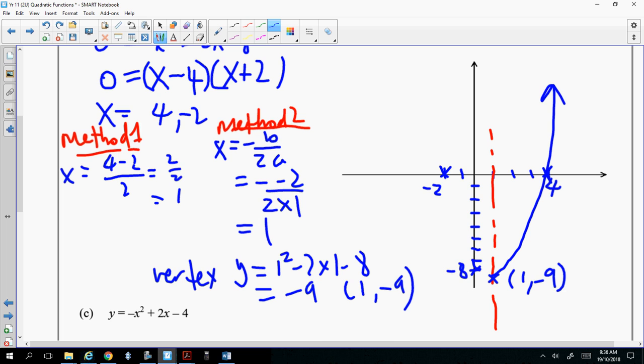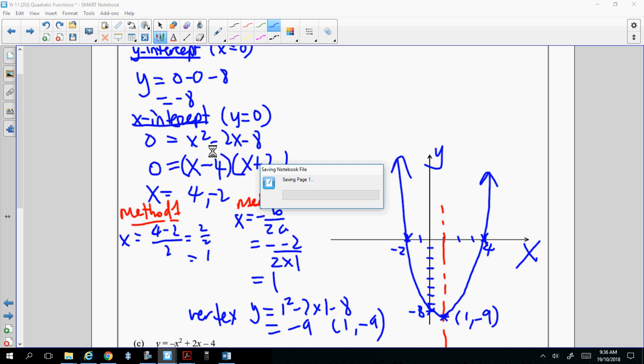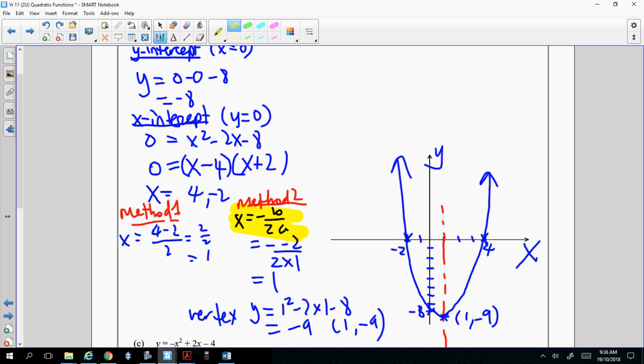Okay, good. X and Y axis. Any questions? You should try the next one. I should highlight this formula because this formula is important. Okay, right, done. Can you try the next one? Have a try. Try that.